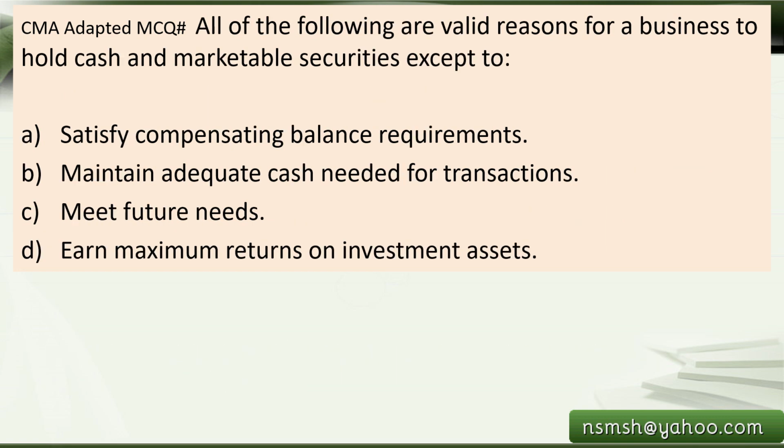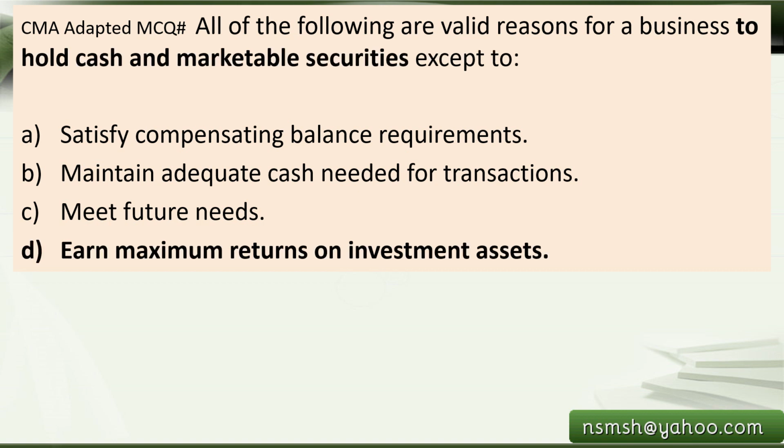So the next question: all of the following are valid reasons for a business to hold cash and marketable securities, except. All the reasons are okay except one. Which one is the one we find? A, satisfy compensating balance requirement. We know that it is one of the categories of motives for holding cash. So A is right for that reason.